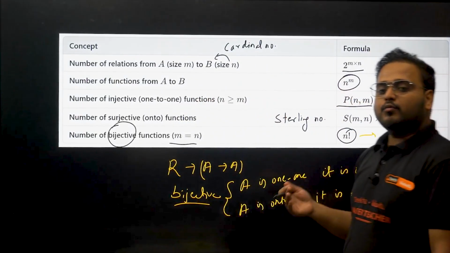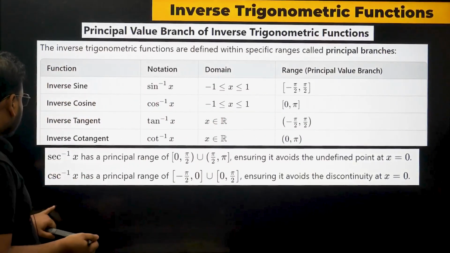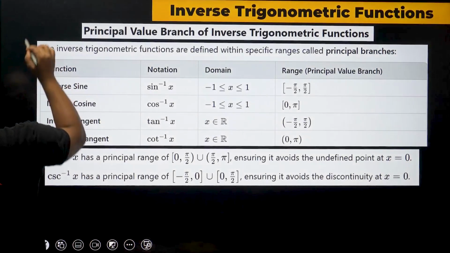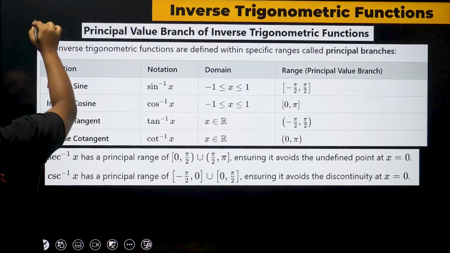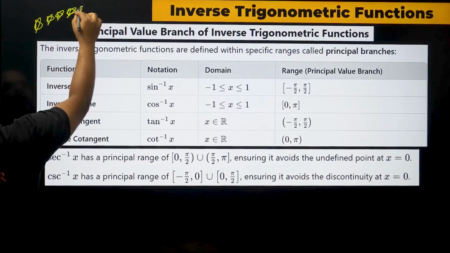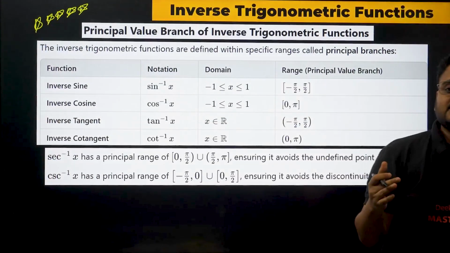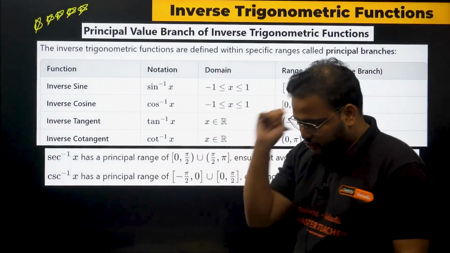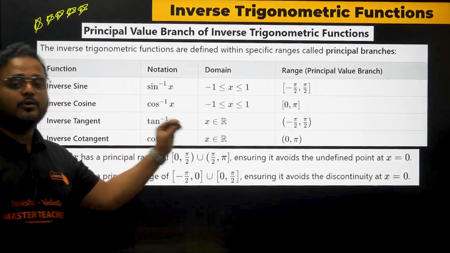Now I'm going to move on to your second chapter, which is inverse trigonometric function. Again, I'm starting with the most important part of this chapter, which is your formulas or domain and range. I can't even tell you how important it is. Any question which has any role to play in inverse will be based upon these properties for sure. You have to understand their domain and range. Without that you can't solve any question.